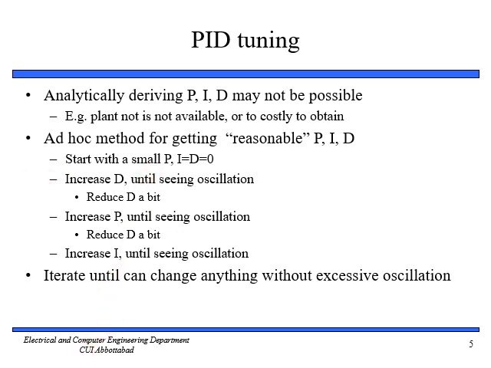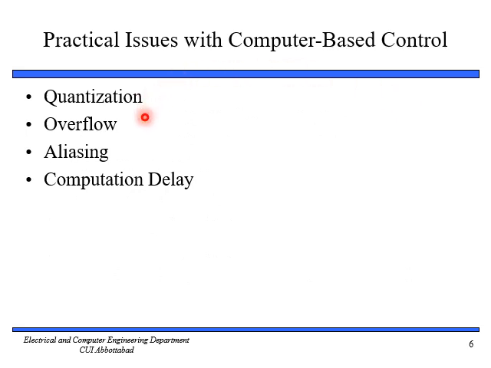So let's move on to the next slide. These are the practical issues that we encounter while dealing with computer-based control. Number one is quantization. It occurs when a signal or machine number must be altered to fit the constraints of the computer memory. For example, if the number 0.36 were to be stored in a 4-bit fraction, it would have to be quantized to one of the following machine numbers. So it means that we have a limited number of bits. If a number needs to be stored in computer memory, it must fit in the required number of bits.